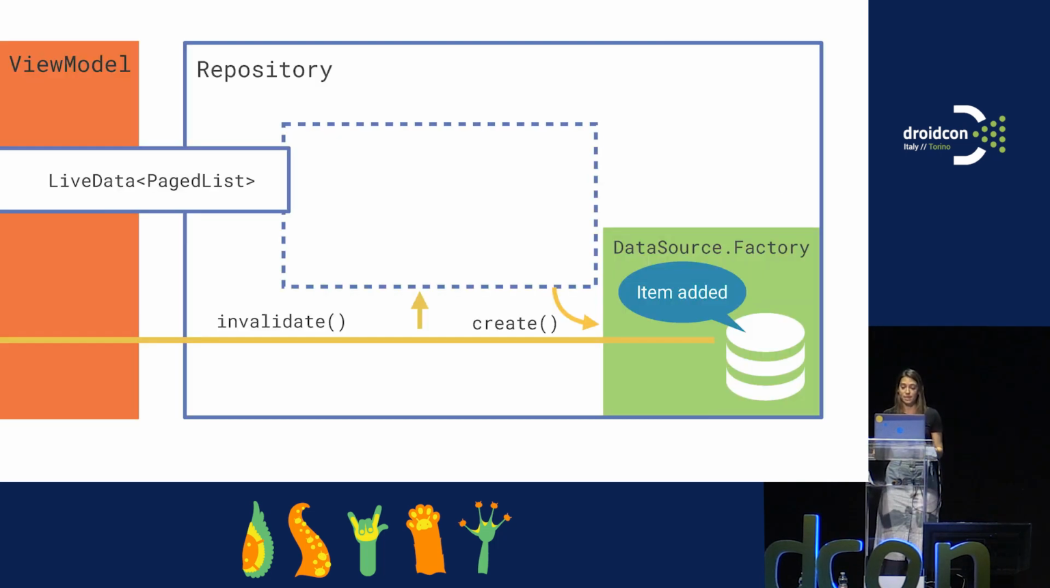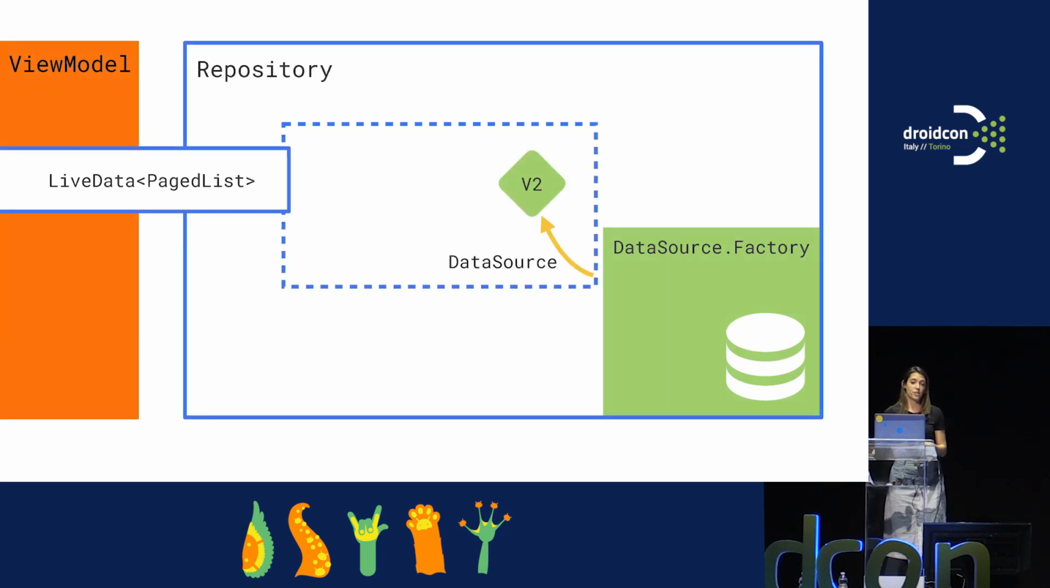So what does this mean? Let's say that an item was added in our data source in Room. An invalidation will trigger a recreation of the page list. So we'll trigger a recreation of the data source. Then again, we're requesting the initial data. We're putting it in the page list.